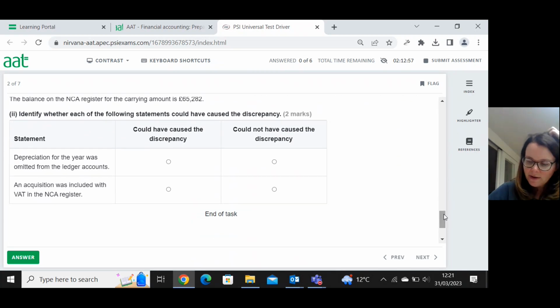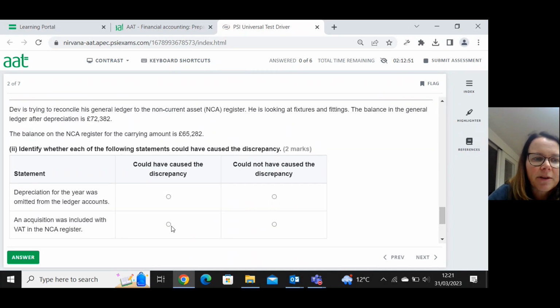Identify whether each of the following statements could have caused the discrepancy. Right, so if depreciation for the year was omitted, that means that I haven't reduced the value of my assets in my accounts yet. So that could explain why my books, my accounts, are showing a higher figure than the reality. So I'm saying that that one could have caused the discrepancy.